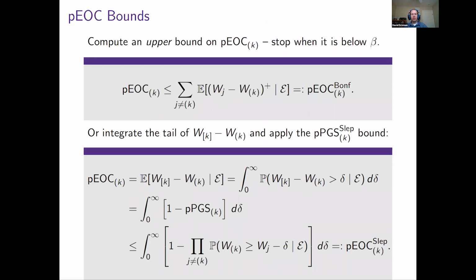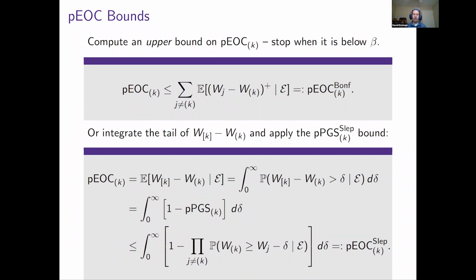Then for the posterior expected opportunity cost, there's one bound there in the literature. This is an upper bound here. It goes by the name of a Bonferroni bound, but actually it's not using Bonferroni's inequality to derive it. Instead, it's using the fact that the expected value of the maximum of a bunch of non-negative random variables is less than or equal to the sum of their expected values. So that's the bound in the upper equation there.